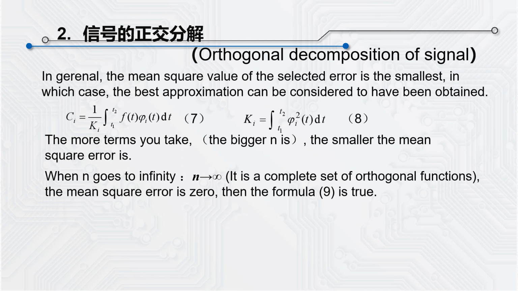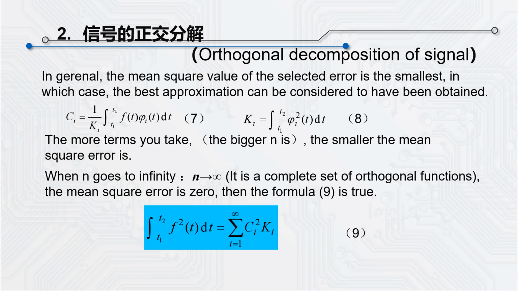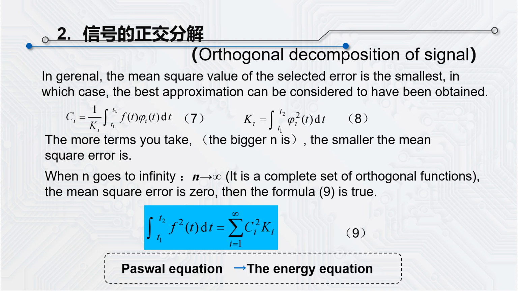In general, the mean square value of the error is regarded as the smallest. You can say that you've got the best approximation. The coefficient Ci is expressed by equation 7, where kj is represented by equation 8. The more terms you take, the bigger n is, and the smaller the mean square error is. As n goes to infinity, the mean square error is 0. Then equation 9 is proved. This is the Parseval equation you learned before, also called the energy equation.